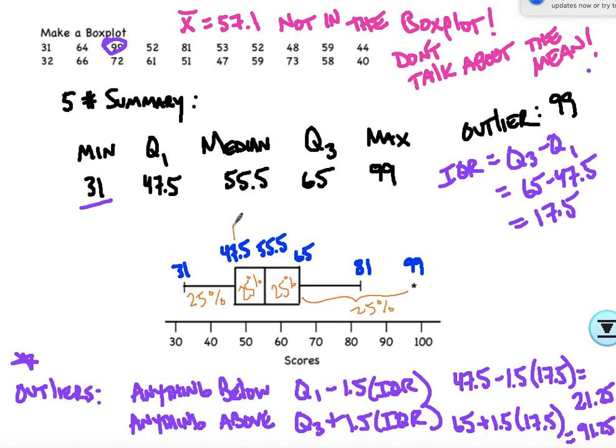The IQR is this middle box that ranges from Q1 to Q3, and that is the middle 50%, just to keep in mind. So that's box plots in a nutshell. Okay.